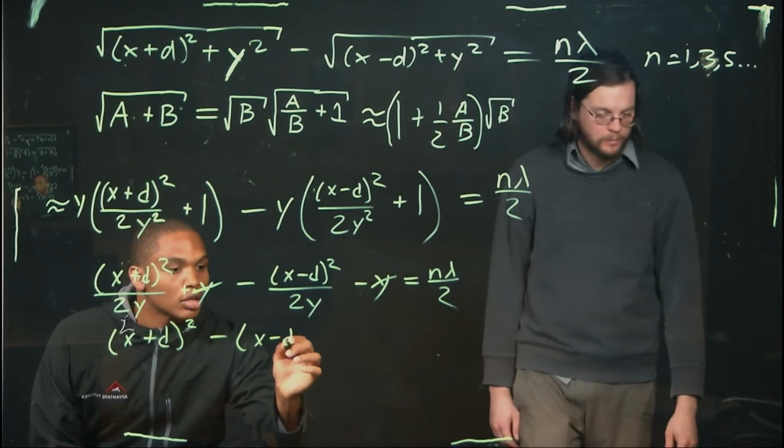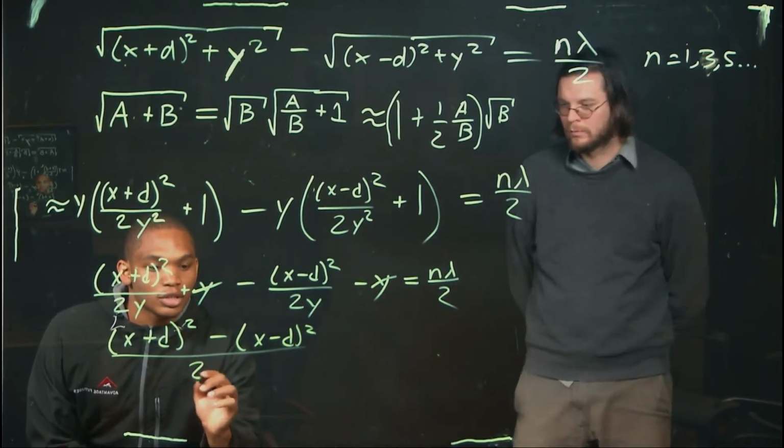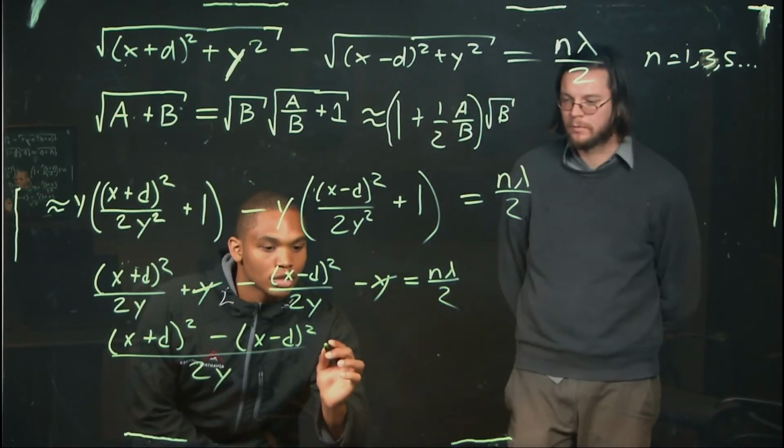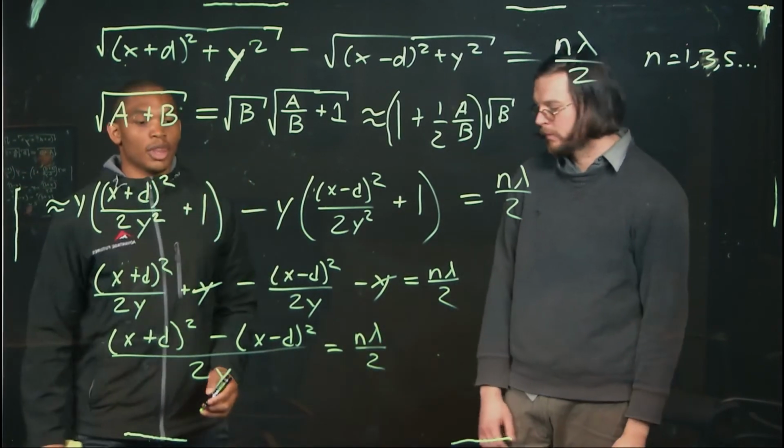Looks good to me. All over 2y. There you go. And then n lambda over 2. All right, I'm going to give you a break.